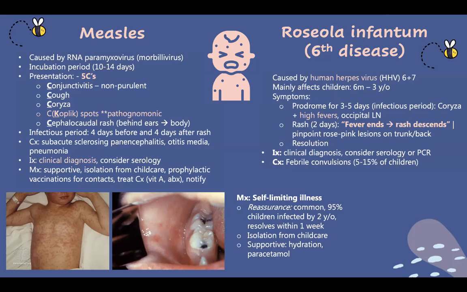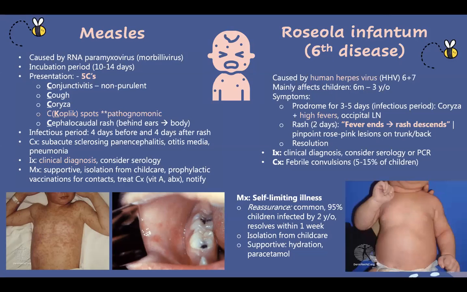Once that fever ends, the child starts getting better, you start going, oh, thank God. And then all of a sudden your rash spreads. So fever ends, rash descends is the buzzword for this condition. And typically you get those pinpoint rose pink lesions. It kind of looks like measles, but a little bit lighter. So here's a photo of that. And typically it will just resolve on its own. It's a clinical diagnosis. You really don't have to do anything.